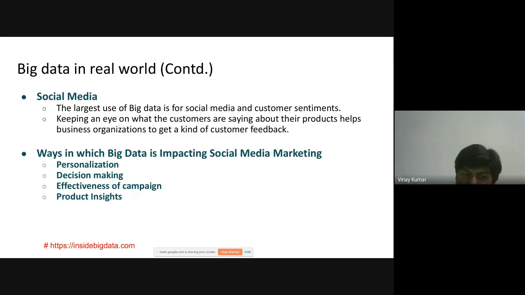Then we have product insights. Social media marketers can effectively use big data to judge future buying patterns and trends. Big data increases the certainty regarding what customers want, when they want it, and how they want it. This gives the business insight into what their new products should be like.